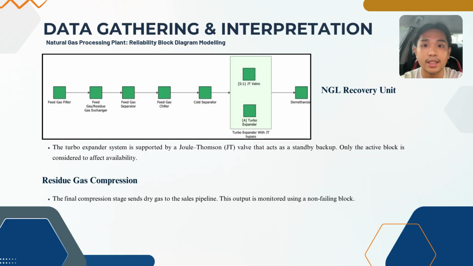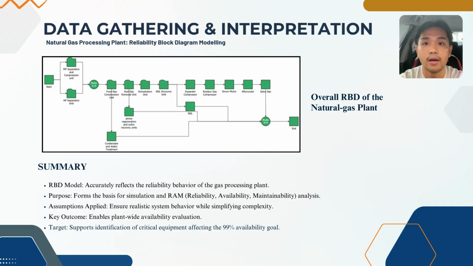Finally, in the residue gas compression units, dry gas is sent to the sales pipeline. This part of the system includes a monitoring block which is modeled as non-failing. The complete reliability block diagram ties all these units together and gives us a full picture of the plant's reliability behavior. This model serves as the foundation for simulation and RAM analysis, allowing us to evaluate overall plant availability and identify any critical equipment that may prevent the plant from reaching the target of 99% availability.